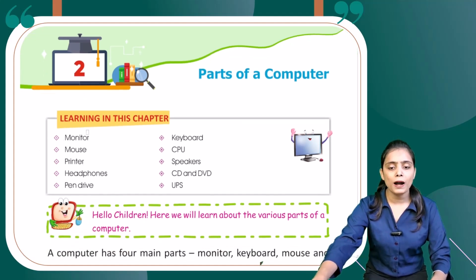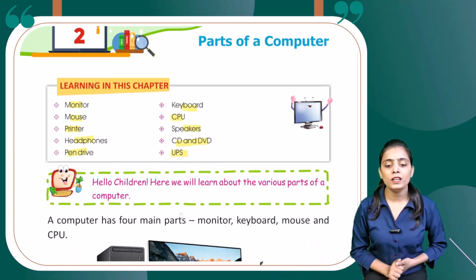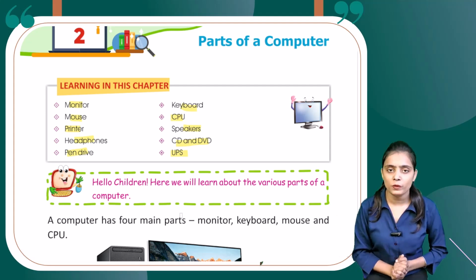So let's see some parts of the computer: monitor, mouse, printer, headphones, pen drive, keyboard, CPU, speaker, CD and DVD and UPS. These all are the parts of the computer we are going to learn in this chapter. So hello children, here we will learn about the various parts of the computer.